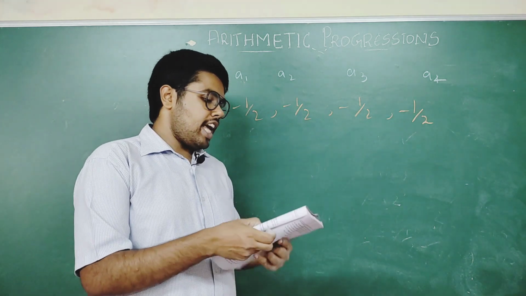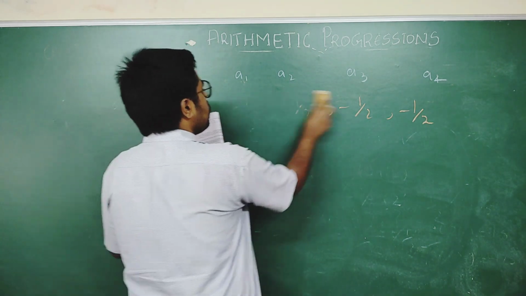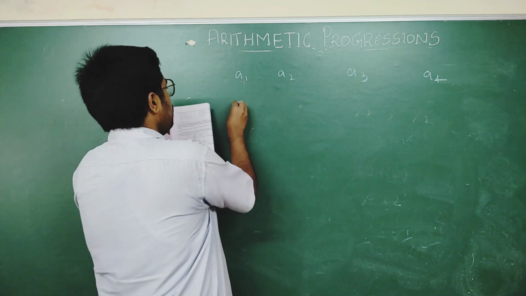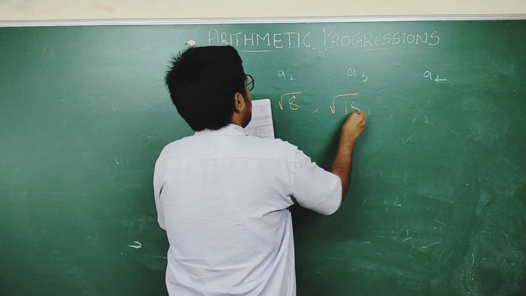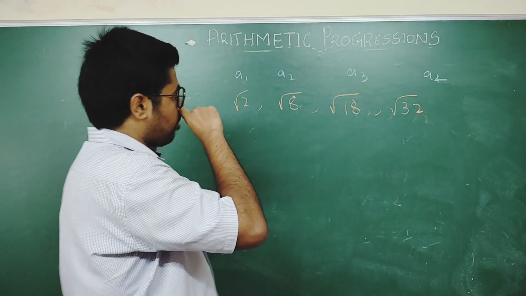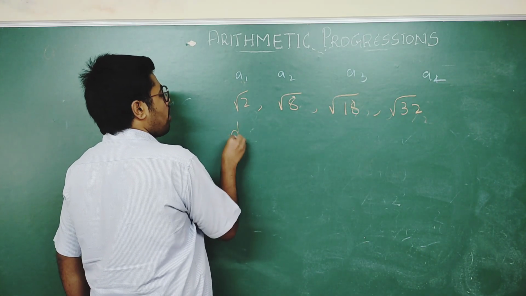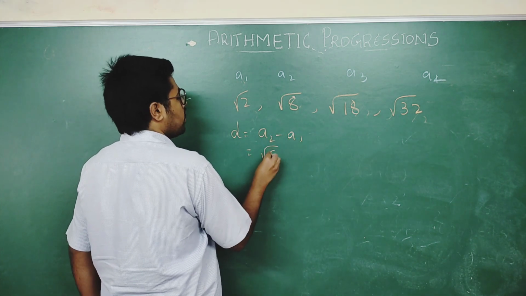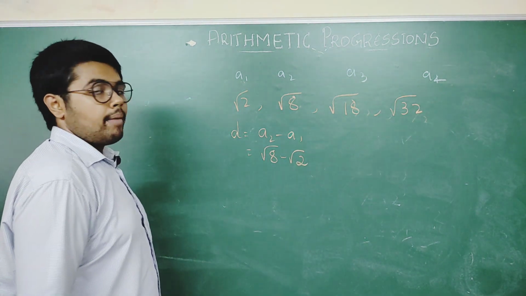So let me do the next page. If you see, there are problems where you might get confused, so I'll quickly do those problems. Here we have root 2, root 8, root 18 and root 32. How to solve this problem? First let me see the common difference. A2 minus A1. Now what is A2? Root 8 minus root 2. Can I stop here? No, here I must be very careful.